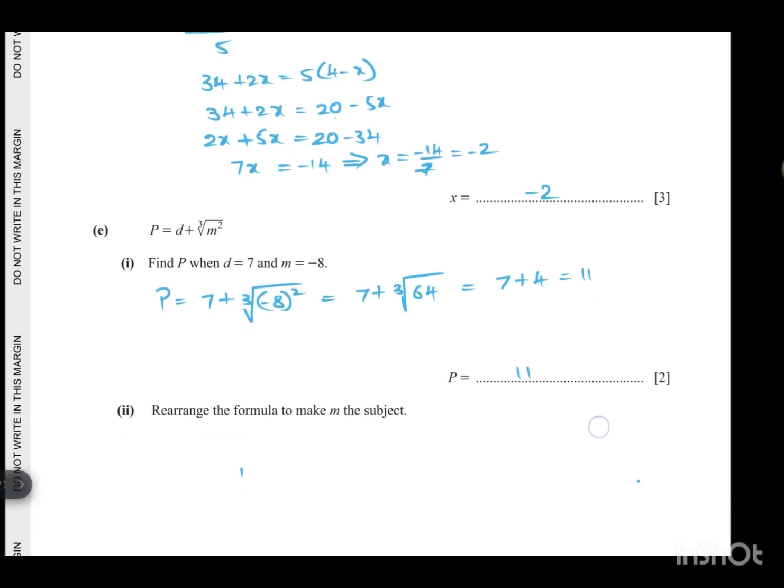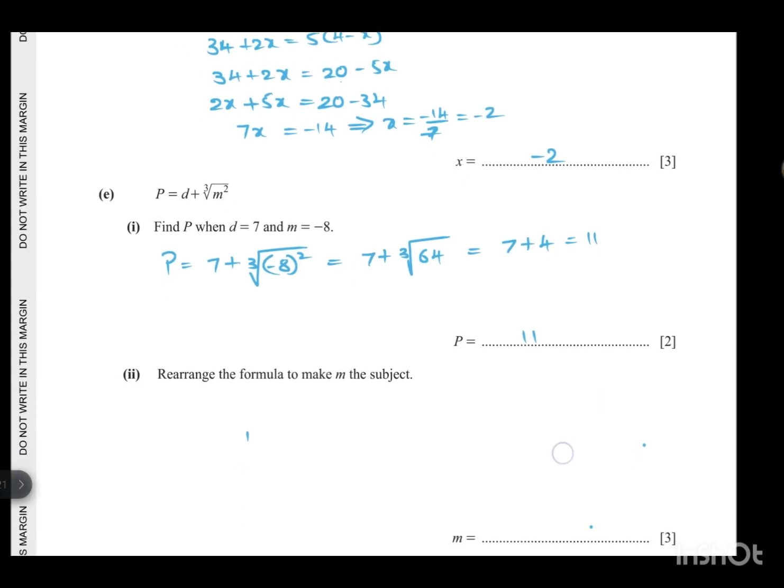Question number E2, rearrange the formula to make M the subject. So now here we have already got the formula which is given here. We need to rearrange it and make M the subject. So for that, let me write again the formula here. Flip it so that it will be easy for us to understand. D plus the cube root of m square is equal to P.